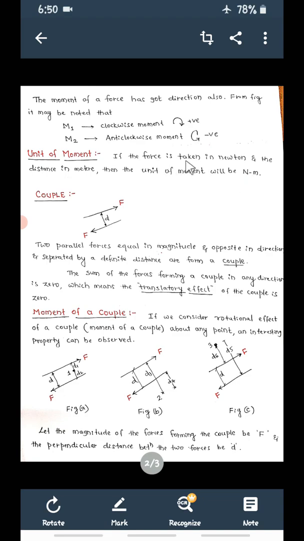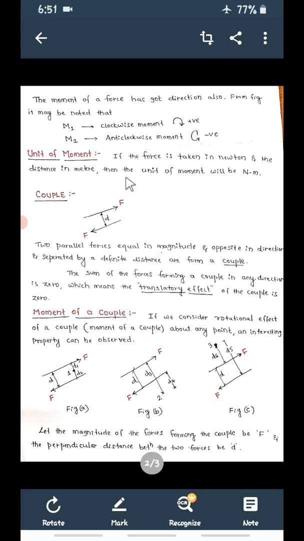Suppose the force is in kg and the perpendicular distance is in centimeter, then what is the unit of moment? Kg centimeter. It is not kg per centimeter, it is kg centimeter. So the unit of moment depends on the unit of force and the unit of distance. Understand this concept very clearly, because we are going to solve problems on calculation of moment, and these are important problems we will get in the examination.